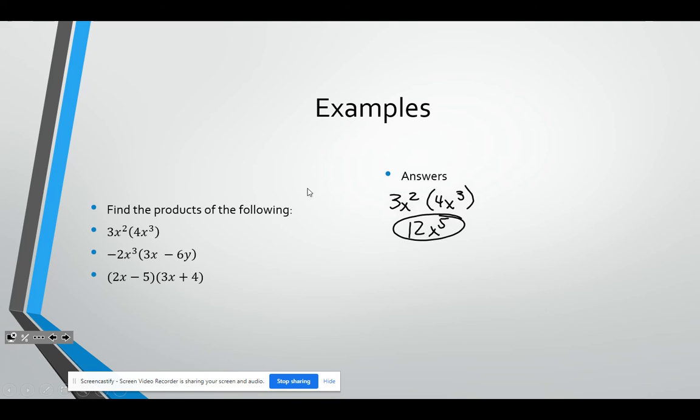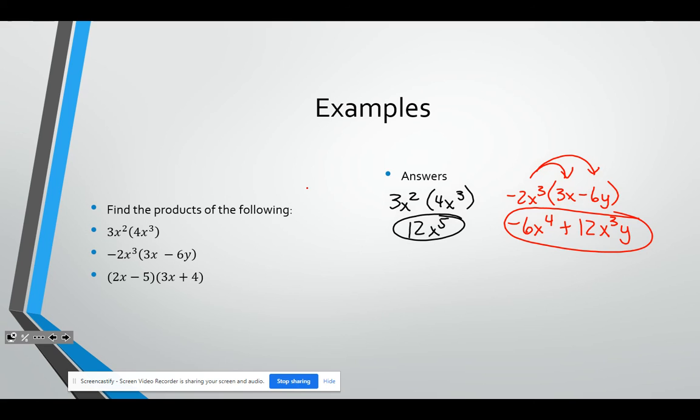The second one, we have -2x to the third times the quantity 3x minus 6y. We're going to distribute this all the way throughout. And so we end up with -6x to the fourth plus 12x to the third y. Again, nothing we could do with the x and y's, but we could certainly multiply the -2 times the -6 to get the positive 12. That is my answer for that one.